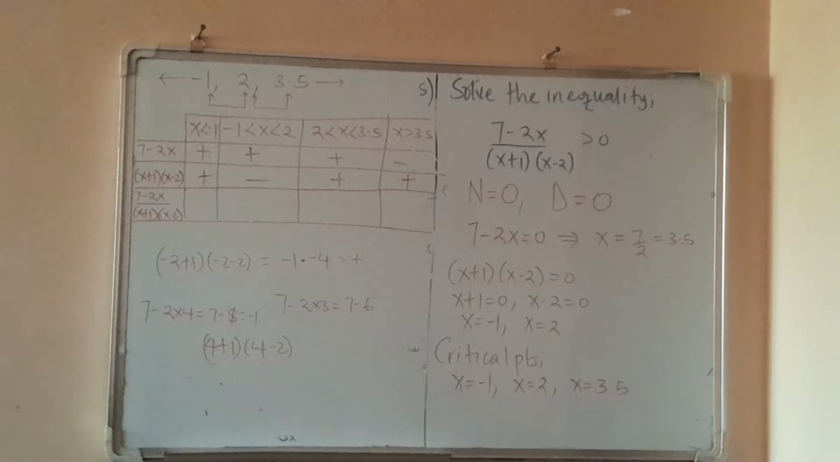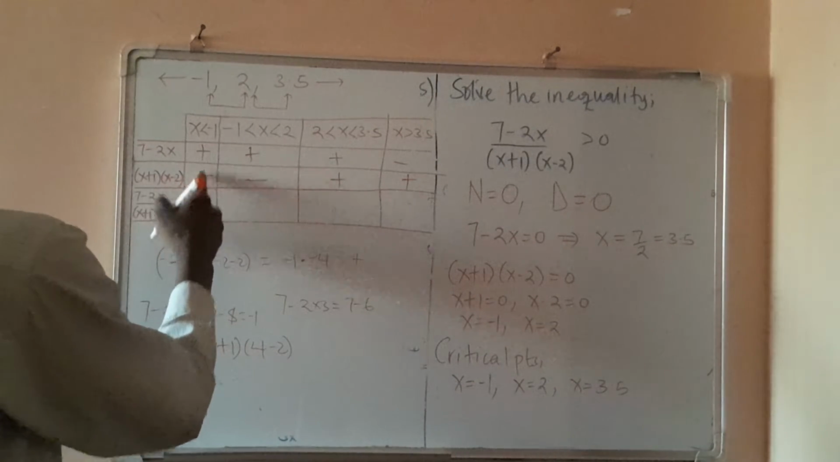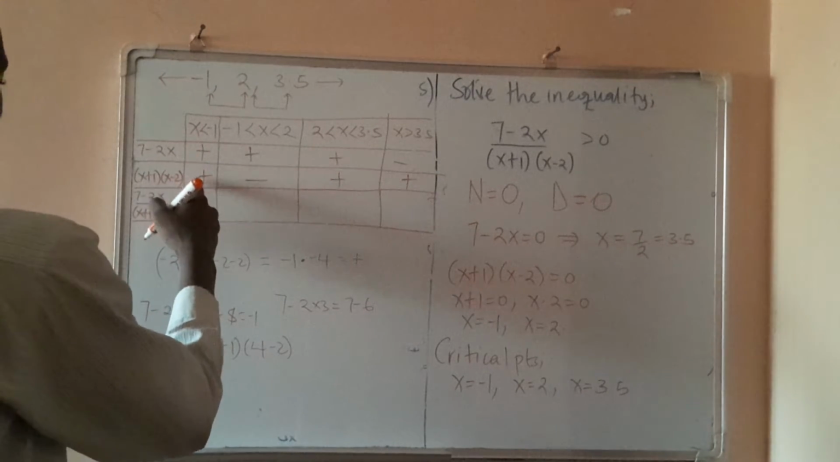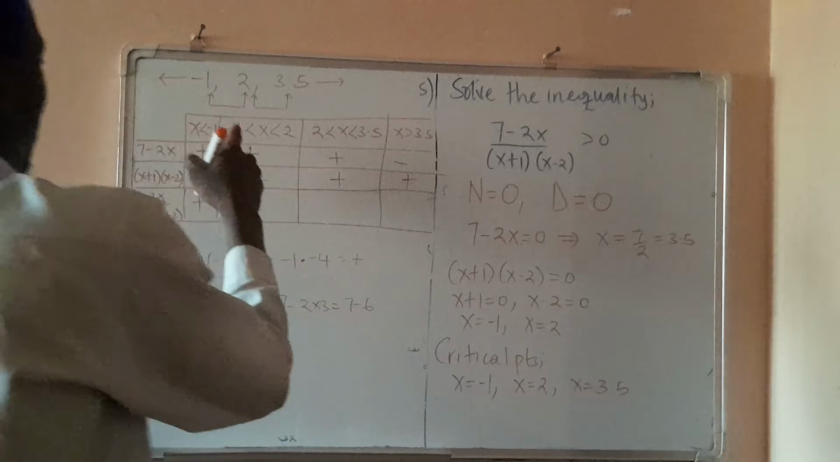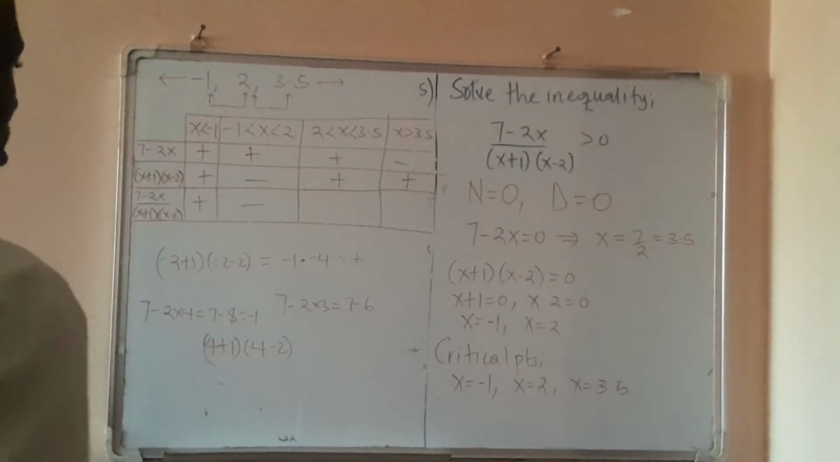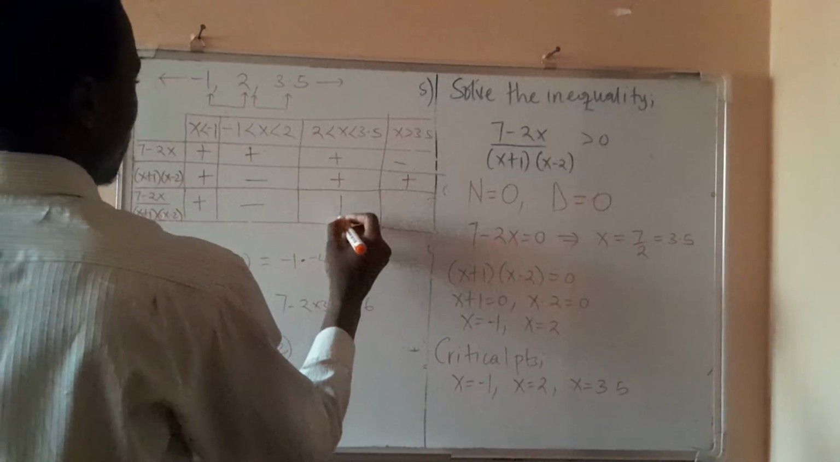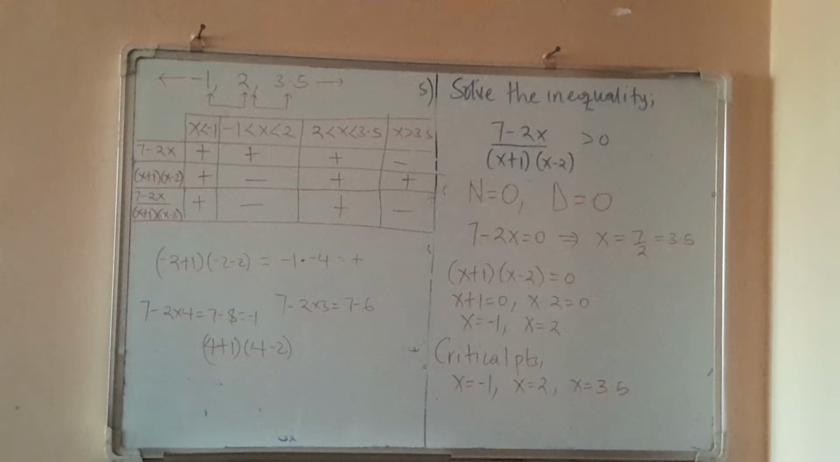Then you go back. So the numerator here was positive, the denominator was positive. So positive over positive, we get a positive result. Positive over negative, we get negative. Then here, positive, here, negative. We have that.